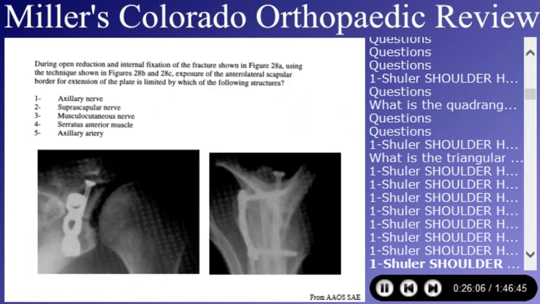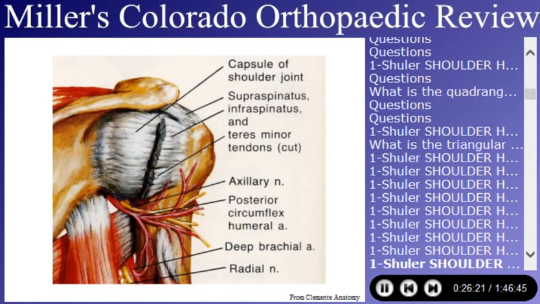During open reduction internal fixation of the glenoid fracture shown, exposure to the anterior lateral scapular border for extension plate is limited by which of the following structures? What runs right underneath there? And I'll show you a diagram. It's the axillary nerve. Axillary nerve, right underneath.